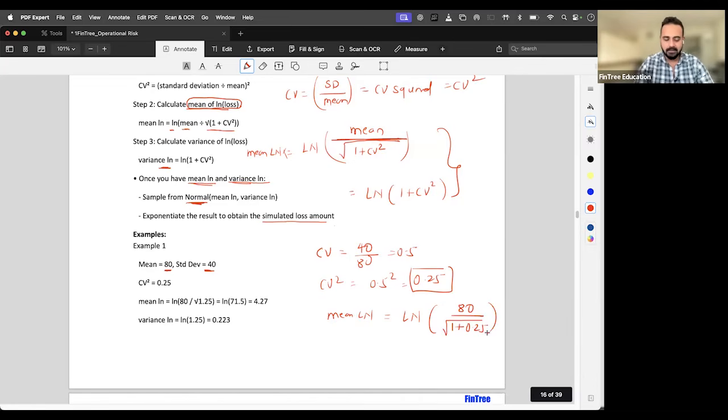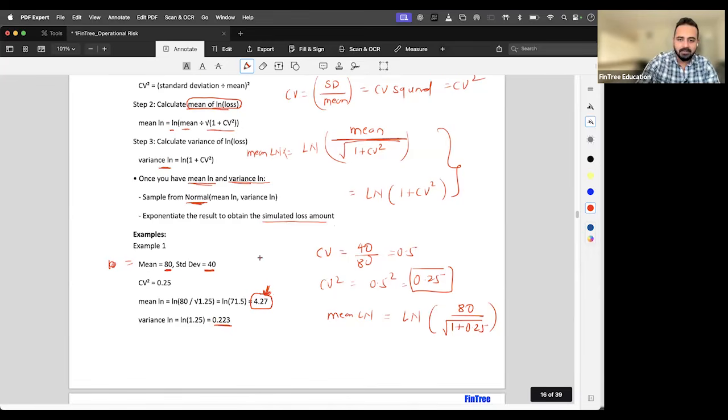Let's do the math. So 80 divided by the square root of 1.25, then the natural log, I'm getting 4.27. This is the mean of the ln value. Remember, this tends to be normally distributed. This mean of 80 is of a log normal distribution, so we're converting it to a normally distributed metric. In the same way, how would I do the variance? So 1 plus 0.25 and then just the log, giving me 0.223.